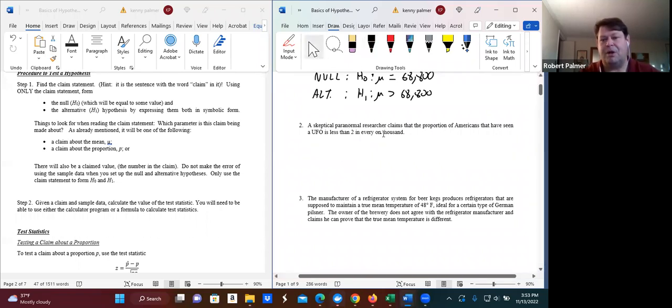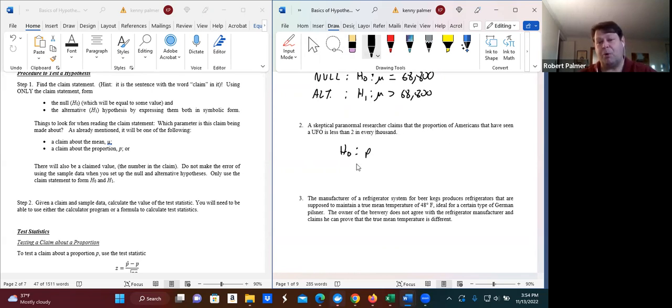Or let me just erase that, just call it 2 in every 1,000. That'll work. Okay, 2 in every 1,000. All right, so once again, the null hypothesis is our H0. Now this time, what are used, is it a mean or proportion? Well, here it is a proportion. We're talking about proportion P.